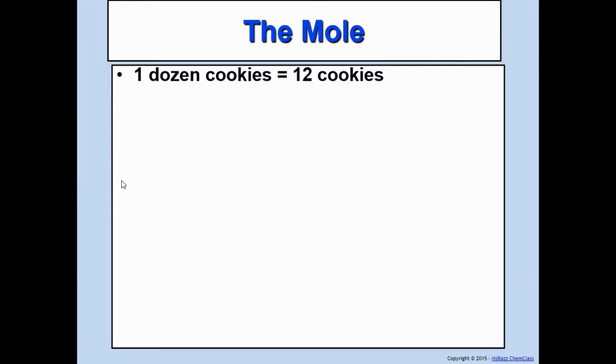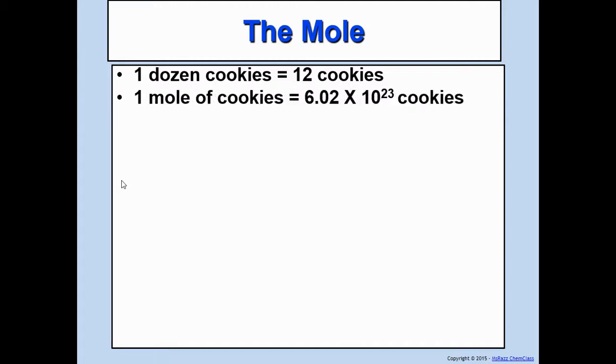It is a unit. It's a way of talking about things. If you say you have a dozen cookies, a dozen is a measurement. That means you have 12 cookies. But if you say you have a mole of cookies, you have 6.02 times 10 to the 23 cookies. If you say you have a dozen frogs, you have 12 frogs. A mole of frogs is 6.02 times 10 to the 23 frogs.